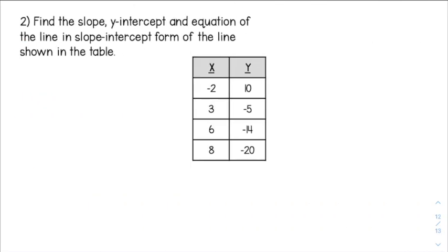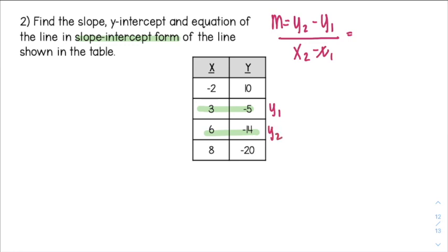Let's try number 2. So for number 2, again, we're trying to find our slope-intercept form of the line. I'm going to take 3, negative 5, and 6, negative 14 for my slope. I'm just going to write out the formula again so I don't forget: y2 minus y1 over x2 minus x1. All right, so I have negative 14 minus a negative 5 over 6 minus 3.